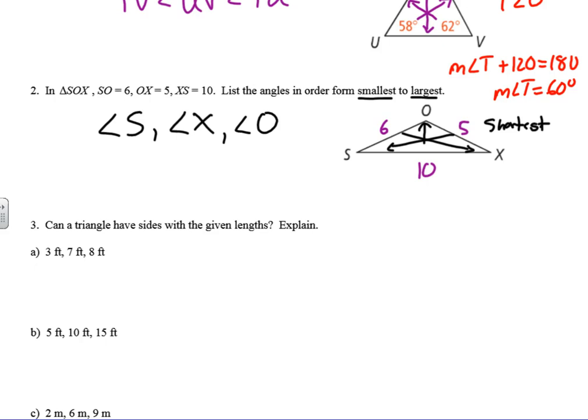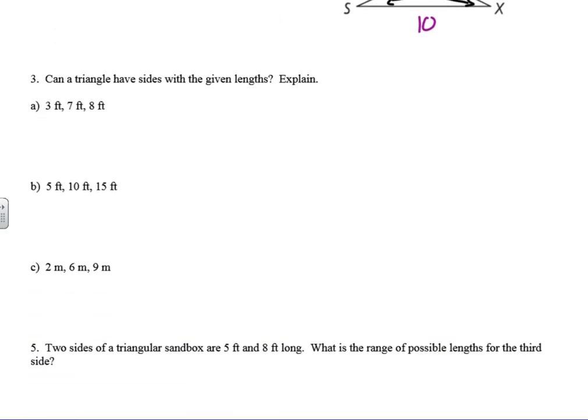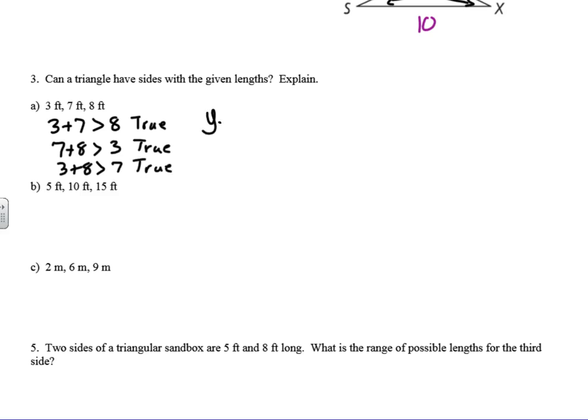Okay, so now we have, can triangles have sides with the given lengths? Explain. So here's how we do this. Is any two sides greater than the third side? So 3 plus 7 is greater than 8. That's true. So 7 plus 8 is greater than 3. Obviously, that's true. And what's the other combination? 3 plus 8 is greater than 7. That's also true. So yes.